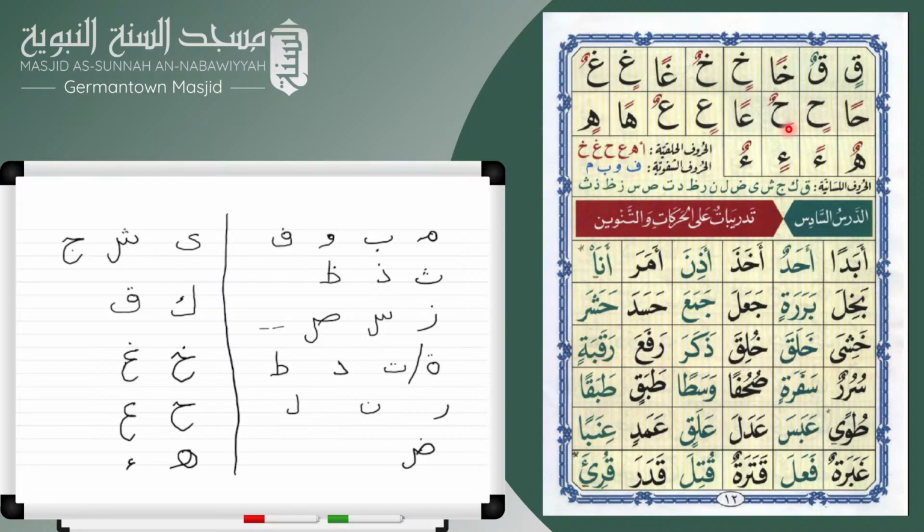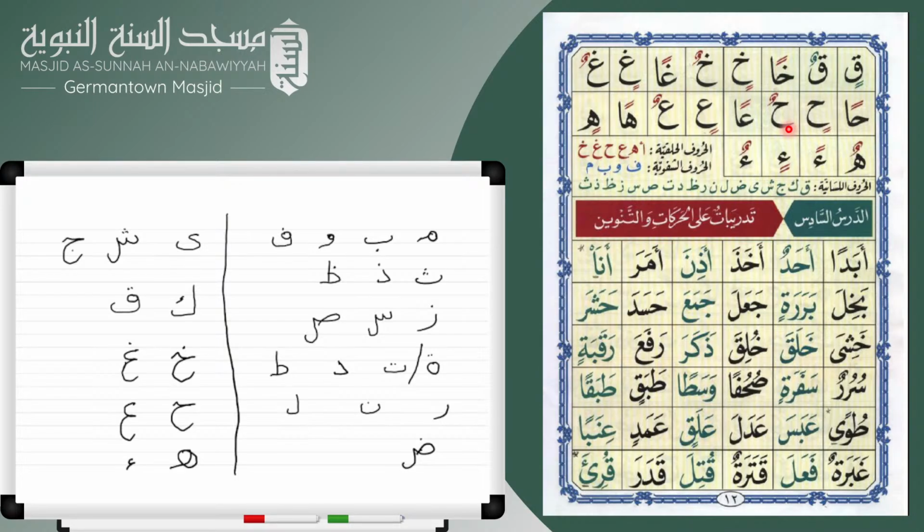Ha dhammatain hun. Say ah. Middle of the throat. Get to the middle of the throat. You're saying ah, not ah. Ah.